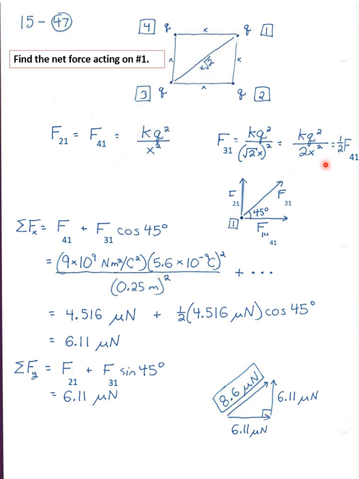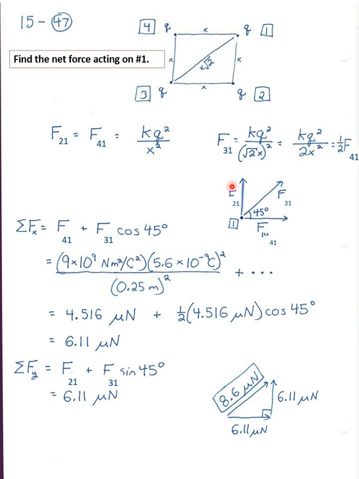So I want you to see that force of 3 on 1 is 1/2 of the force of 4 on 1. So that'll simplify things a bit. Okay, now let's think about what is happening to charge 1. And I've drawn a force diagram here. Force of charge 2 on charge 1 is upward.